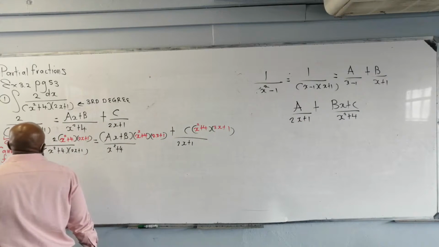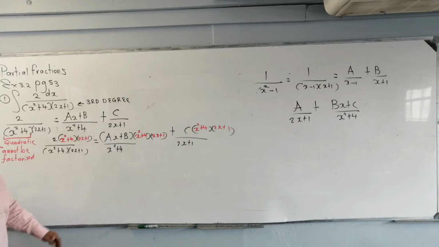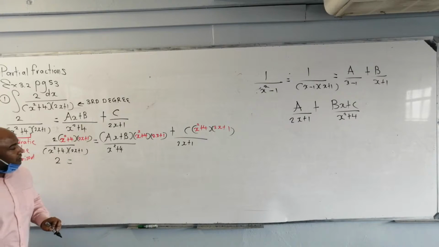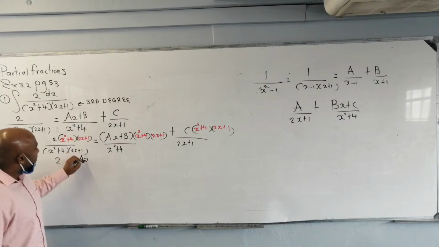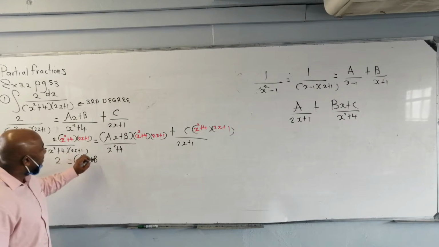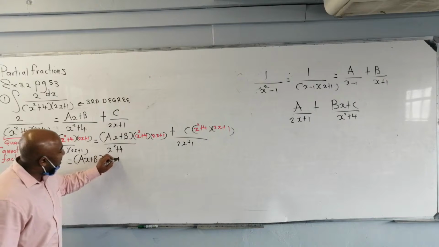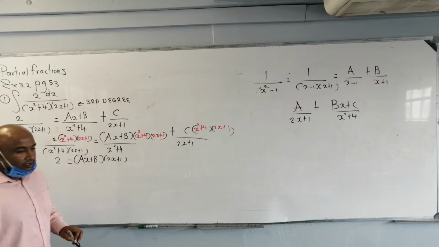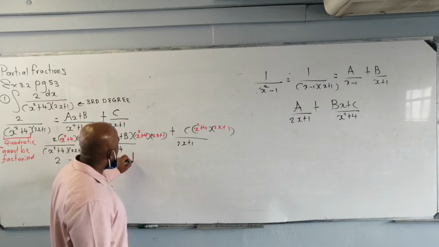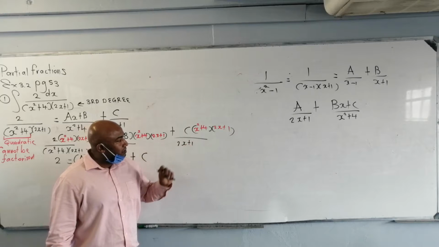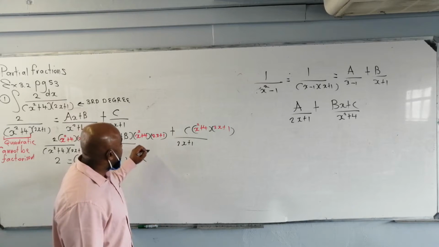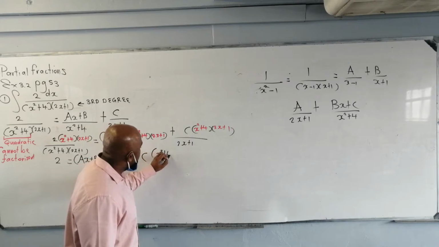Now, what do we do? It's all about, let's check what's cancelling. What are we left with on the left hand side? Just 2. On the right hand side, these two cancel, I end up with ax plus b times 2x plus 1. You're clear with that? Plus c, 2x plus 1 and 2x plus 1 will cancel. You end up with x squared plus 4.